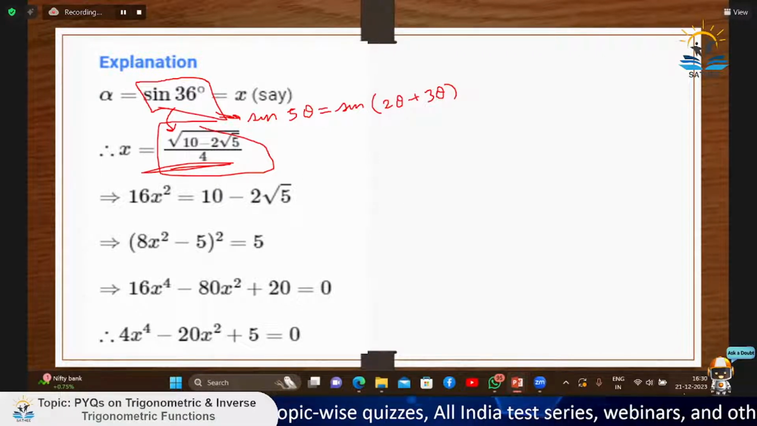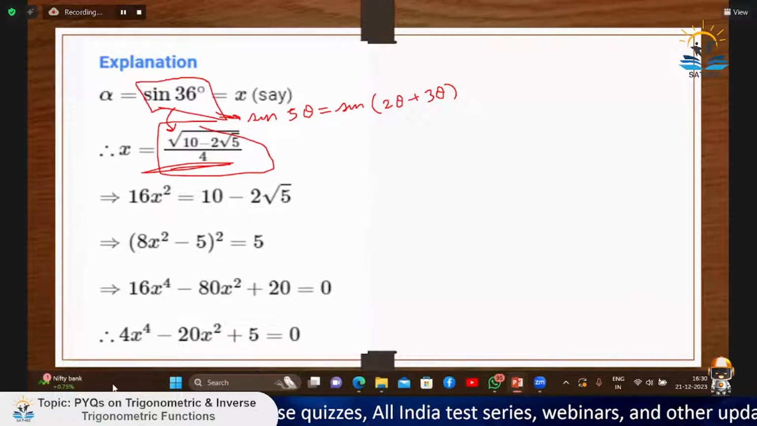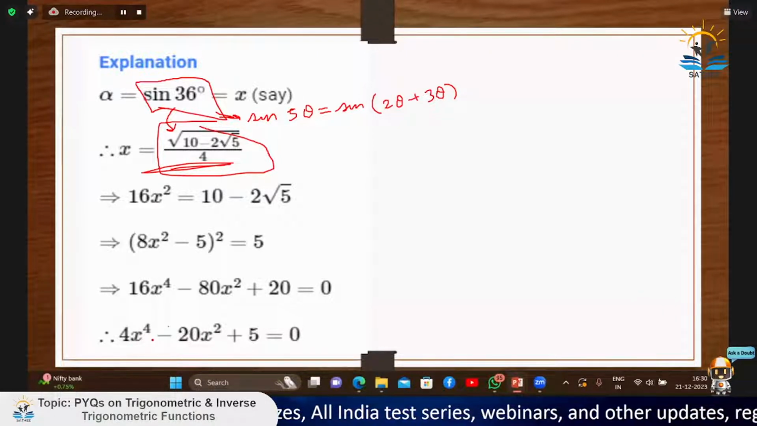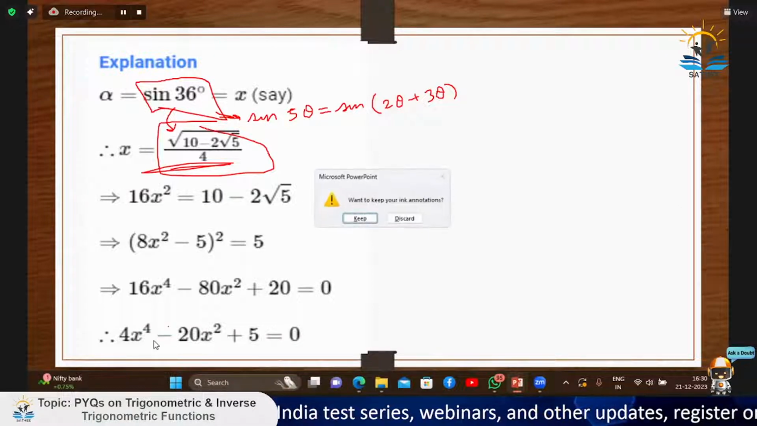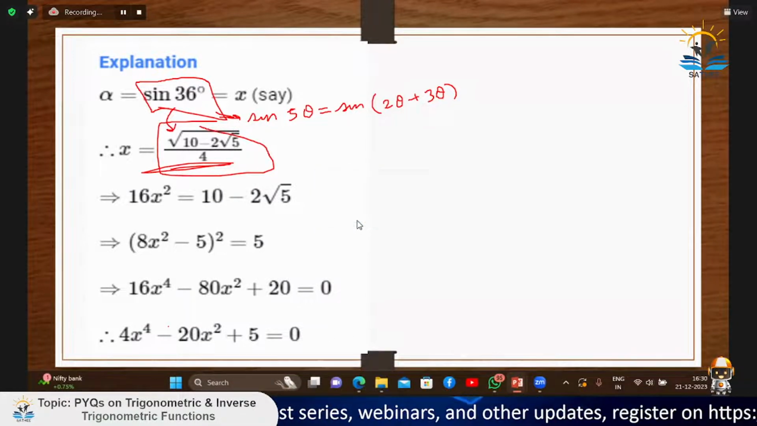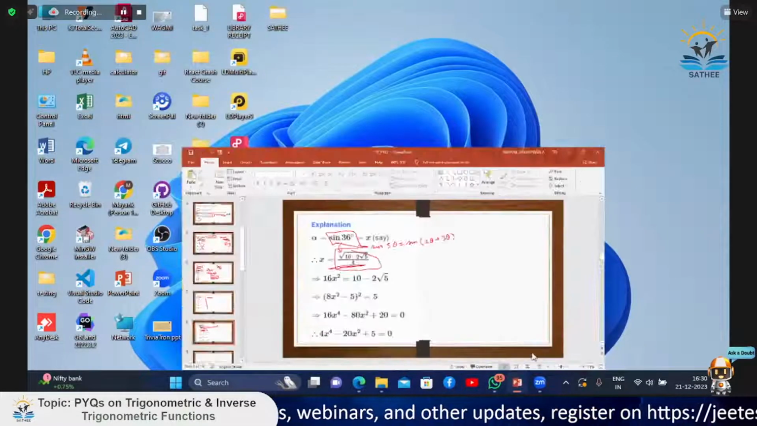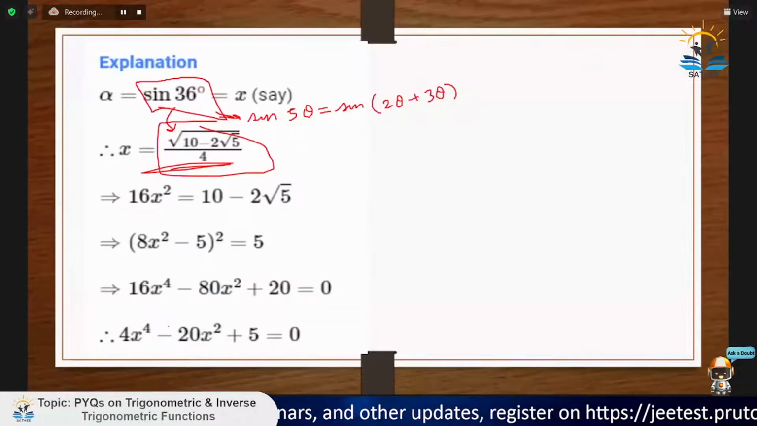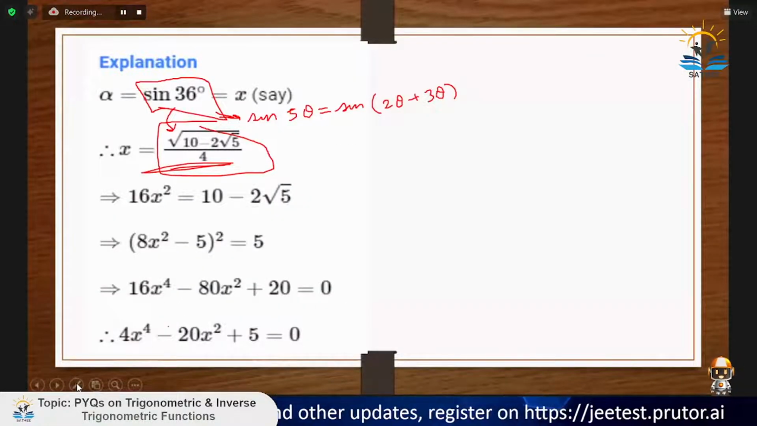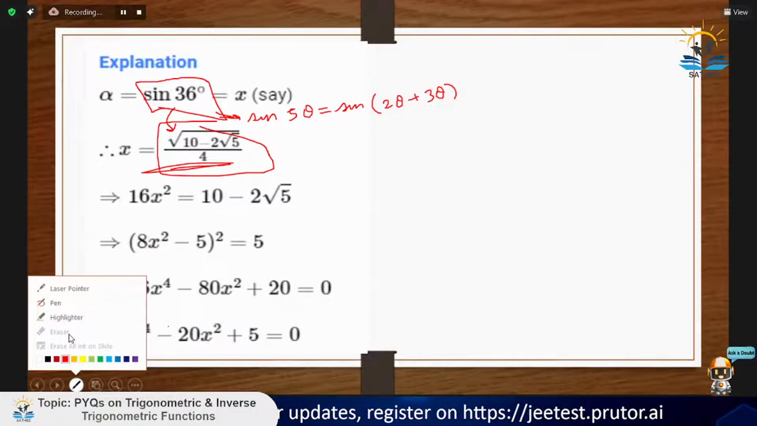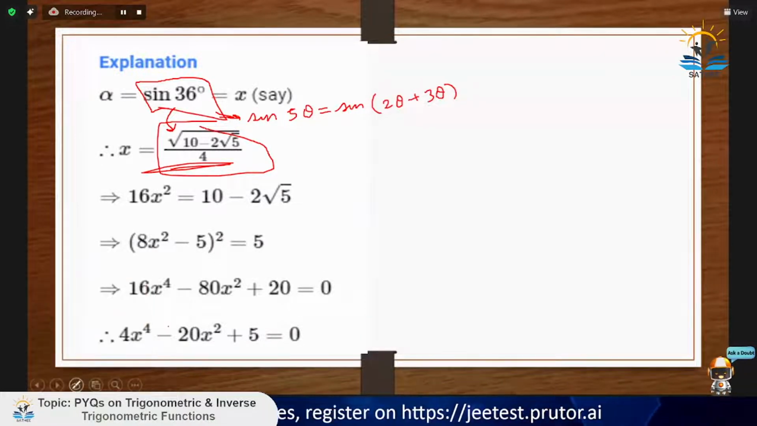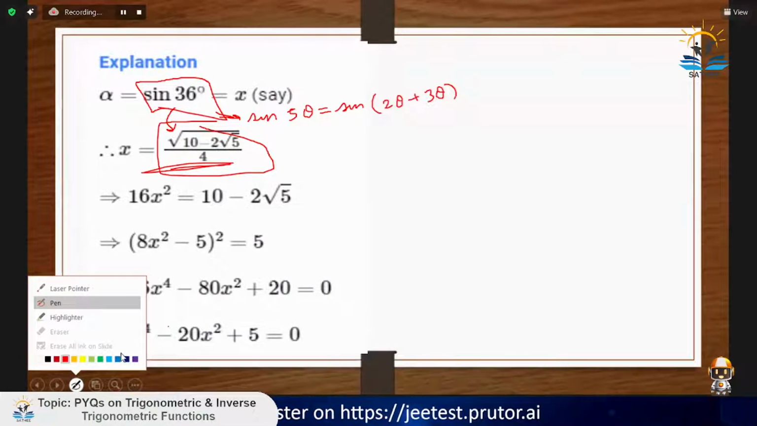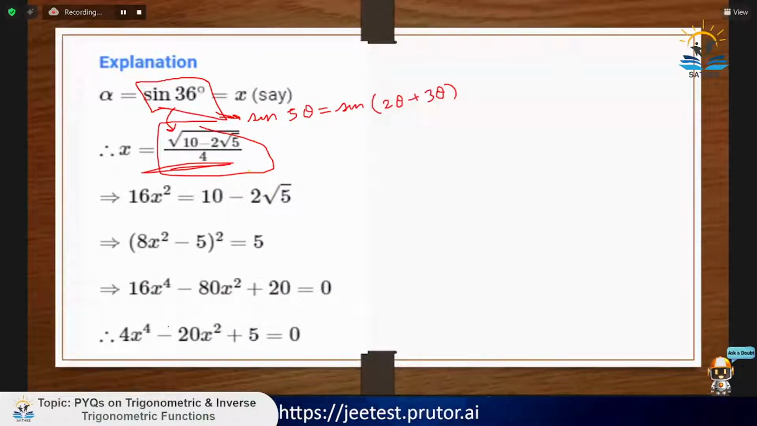Okay, so let me hide this taskbar. 1 second. Okay, so sine 36 is equal to this thing. Root of 10 minus 2 root 5 upon 4. This is again a very important expression. मतलब आपको ये याद होना चाहिए तभी आप solve कर सकते हो इस question को.